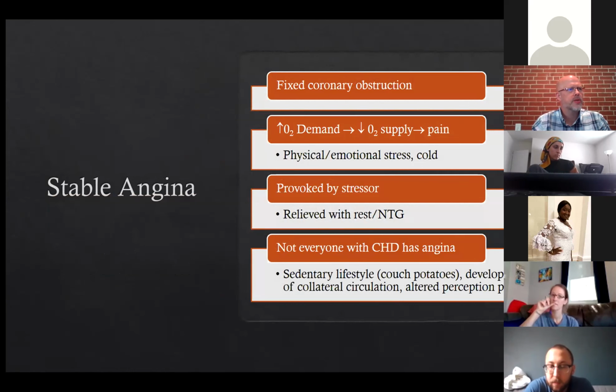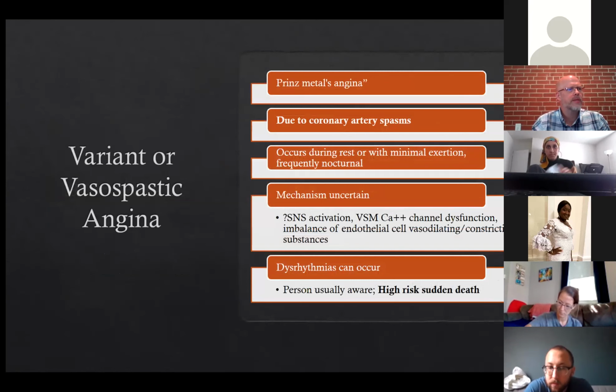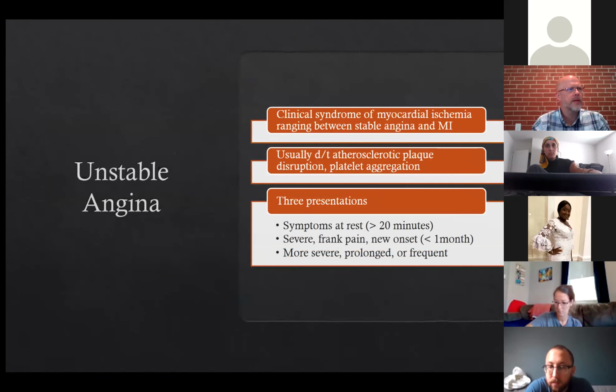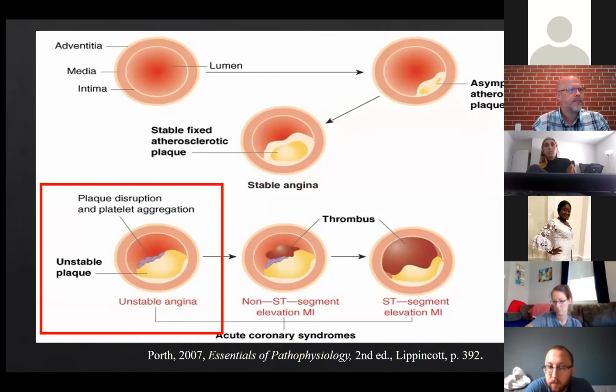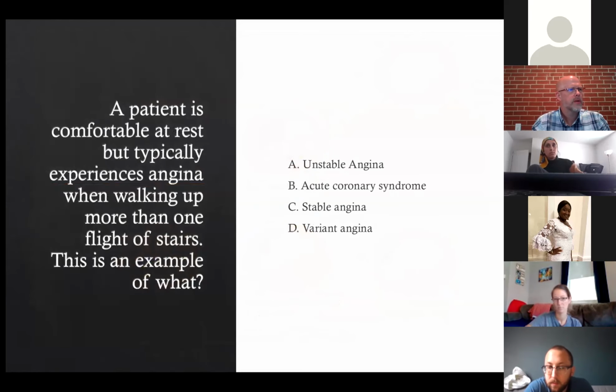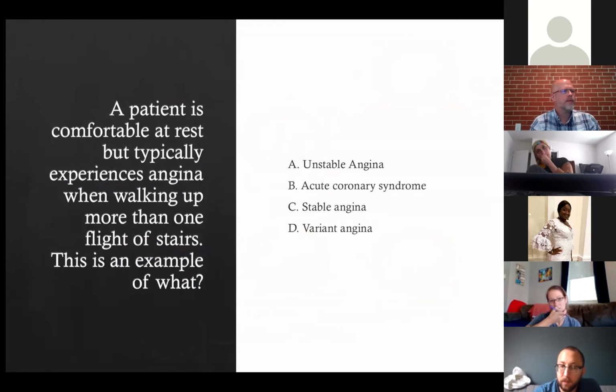Here's an additional slide describing stable angina to you. I'm not going to go through them again because I've already talked about it, but I have them here for study slides. A patient is comfortable at rest, but typically experiences angina when walking up more than 1 flight of stairs. This is an example of what? Stable. Good, that is stable angina. Excellent.